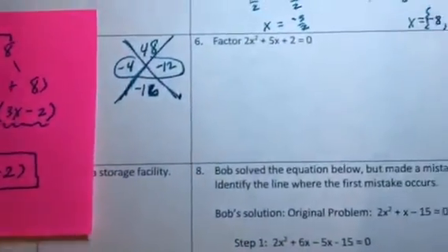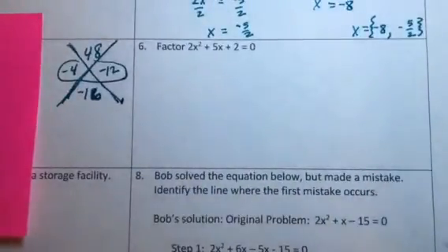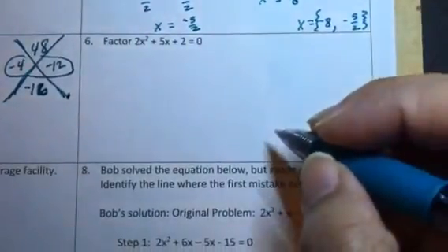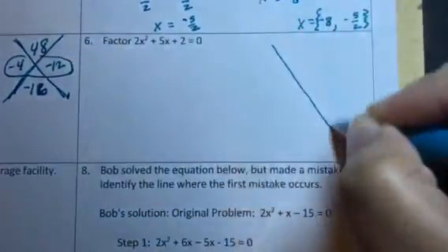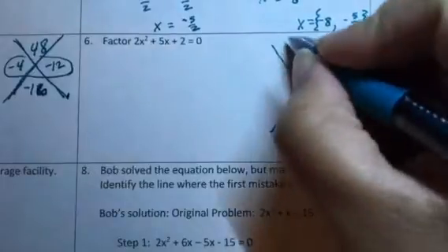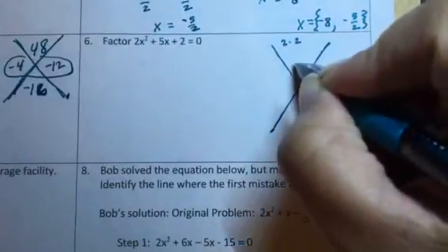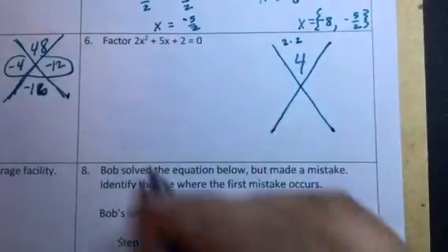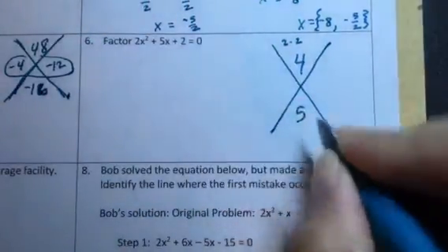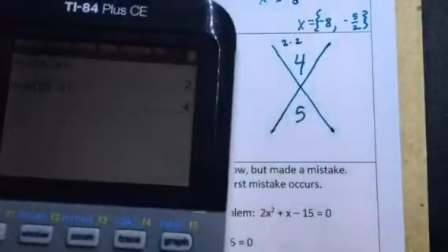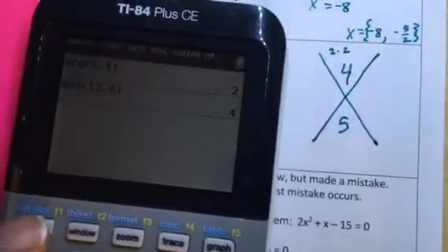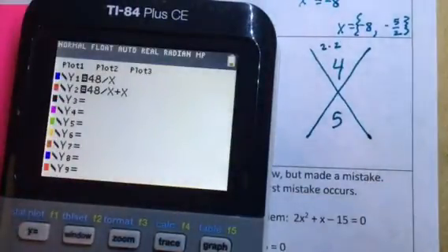Okay, I'm going to go through this one a little bit quicker. Okay, so again, you're going to multiply A times C. So I'm doing 2 times 2, which is 4. I take B, which is 5. Some of y'all can do this in your head. You know what the factors are. For those of you who can't, we go to the calculator.